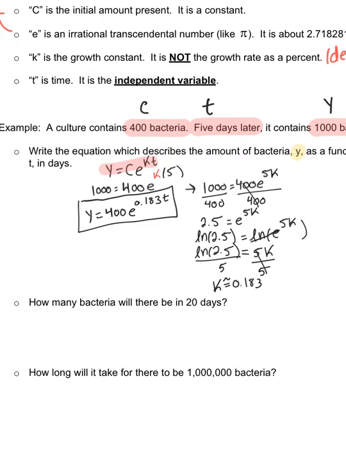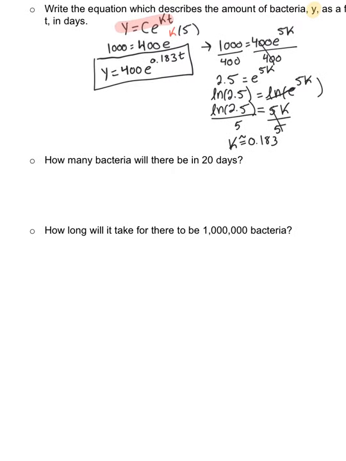So the next part of the question says how many bacteria will there be in 20 days? That 20 days is telling me the amount of time. So this is saying t is equal to 20. So I'm going to take my equation from the previous question, and instead of writing a t, I'm going to replace t with 20. And you're just going to put that into your calculator, and you should get 15,625, and it's talking about bacteria, so we're going to write that unit.